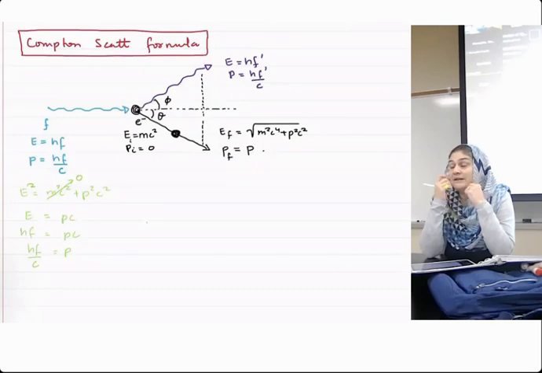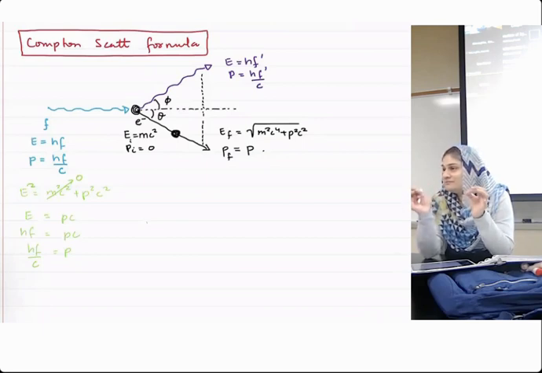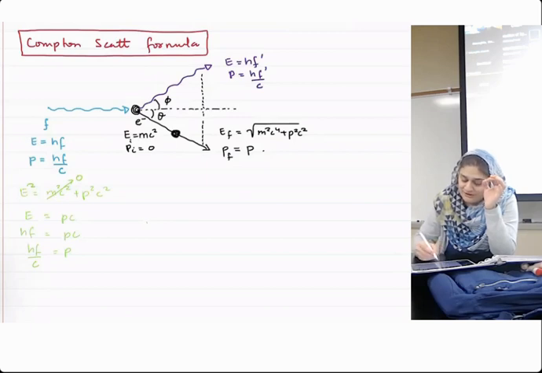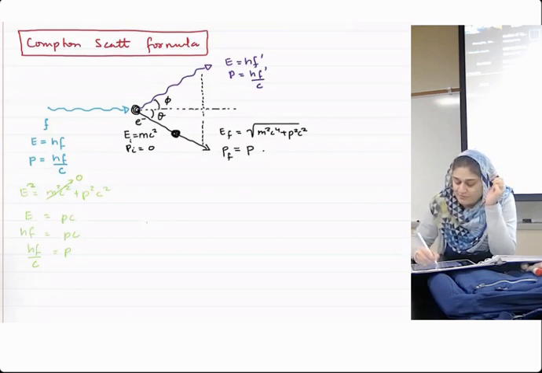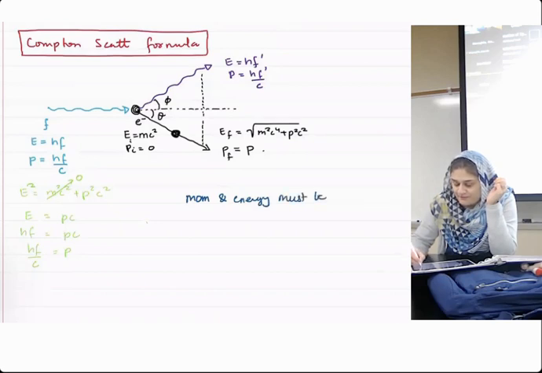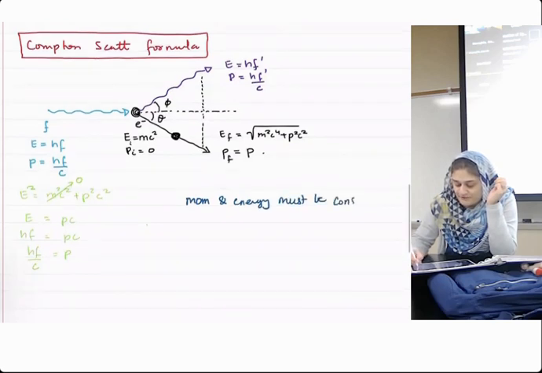And this is a scattering experiment. We consider it an elastic collision. So what do we know about an elastic collision? I know for a fact that momentum and energy must be, what's the word? Conserved.